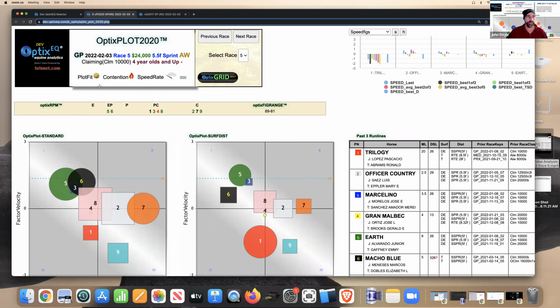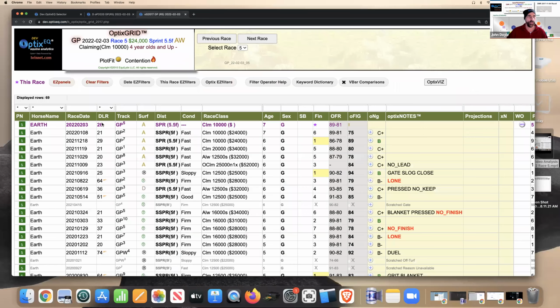For this plot, we have a yellow fit. Our contention is a flame, so there might be some contention, especially with the 5, 6, maybe even the 3 gets part of that early pace. But the speed rating is low, so it could go a bunch of different ways. But let's break it down. Let's look at the early pace horses first.